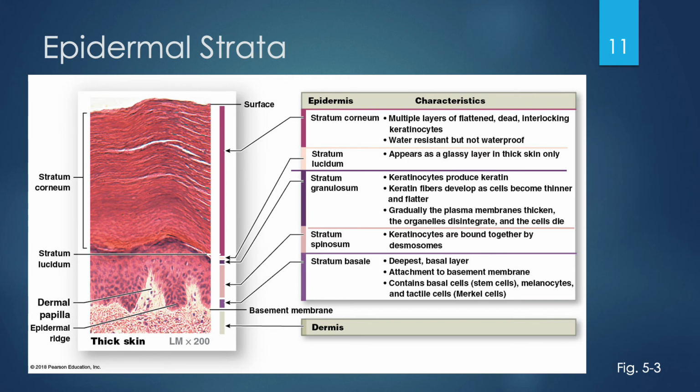So let's move up one more layer. We have the stratum spinosum, which is known as the spiny layer. And it's spiny because if you look at the cells under a microscope, they have little tiny extensions off the edges of them. And so they do kind of look like they have spines on them.